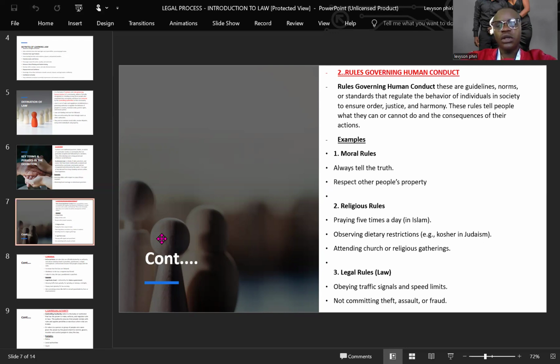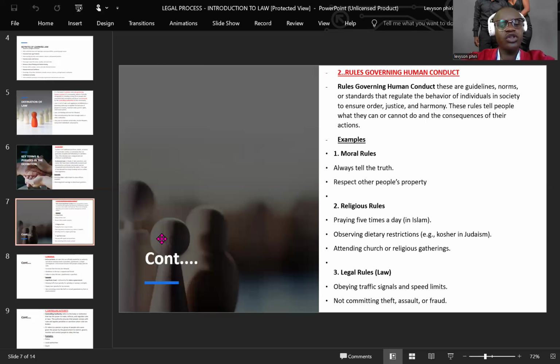So we can give an example of moral rules. But first, before we go into the examples, what have we understood in that definition of rules governing human conduct? That's a key point, like what I explained earlier about the parents and their children. They teach those children what you are supposed to do and what you are not supposed to do. That's rules governing human conduct. They tell you what you are supposed to do and what you are not supposed to do.